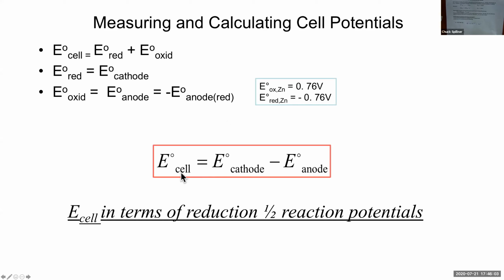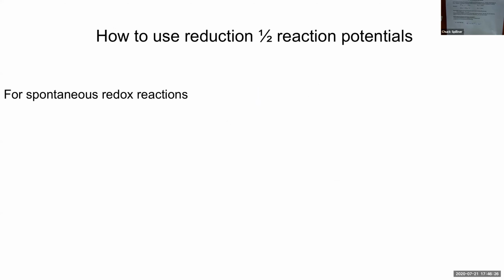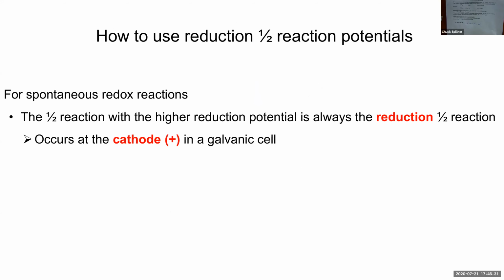So we can describe our cell potential in terms of just reduction potentials. It's E0 at the cathode minus the reduction potential for the reaction going on at the anode. This is E cell in terms of half reaction reduction potentials. So, how to use reduction half reaction potentials: the half reaction with the higher reduction potential, as I mentioned previously, is always the reduction half reaction that occurs at the cathode.